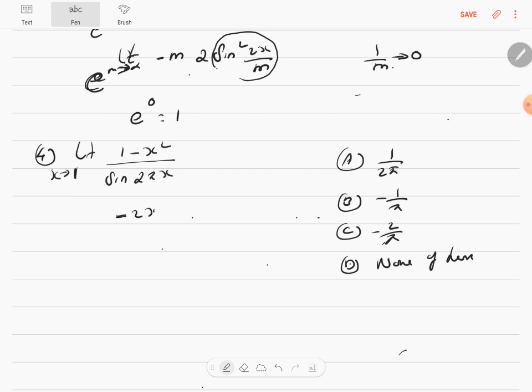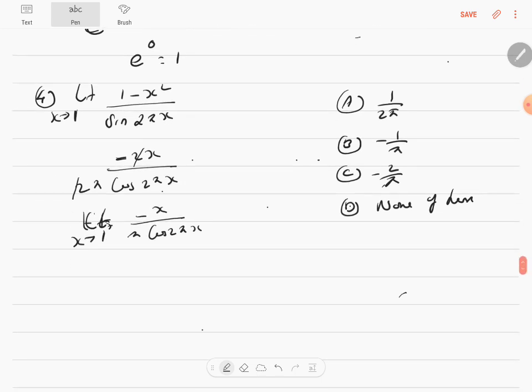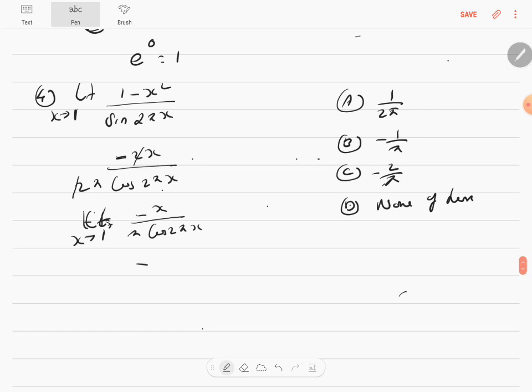Because this is a very direct function. So minus 2x by a cos 2 pi x into 2 pi, where 2 and 2 get cancelled, you get minus x by pi into cos 2 pi x. Limit x tends to 1. In the place of x, just put 1. So it's minus 1 by pi into cos 2 pi, and cos 2 pi is cos 0, which is 1. So minus 1 by pi is your right answer. So then therefore option number B is the right answer.